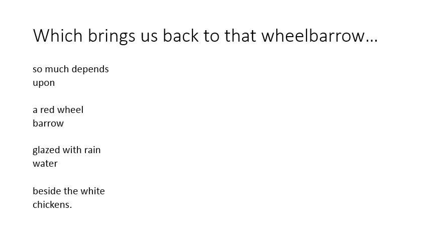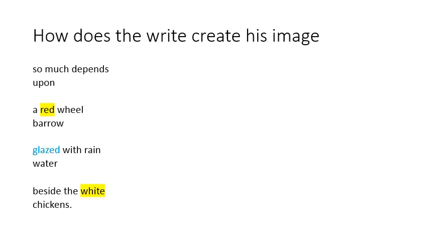Which brings us back to that wheelbarrow. Remember, words on the page. So much depends upon a red wheelbarrow, glazed with rainwater, beside the white chickens. How does the writer create his image? Well, look at the words that I've highlighted. Red wheelbarrow, glazed with rainwater, white chickens.